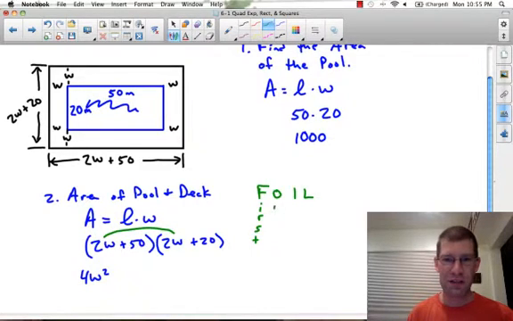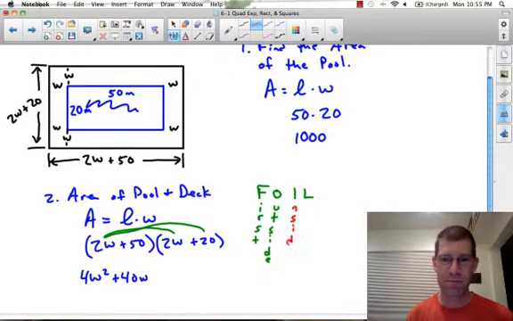Then the O stands for outside. And now we do the 2w times the 20. So we have the 2 times 20, which gives us 40. And then we have the w still, so it ends up plus 40w. Now we can go through and do the inside, which is the I. So we have the 50 times the 2w, and that gives us 50 times 2 is 100. Then we still have the w.